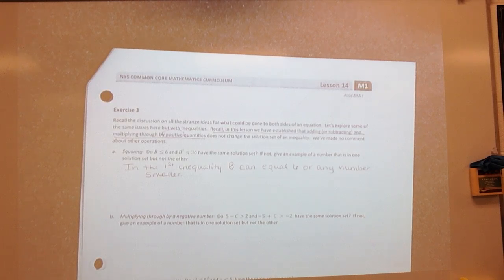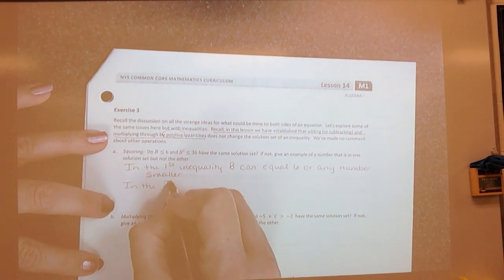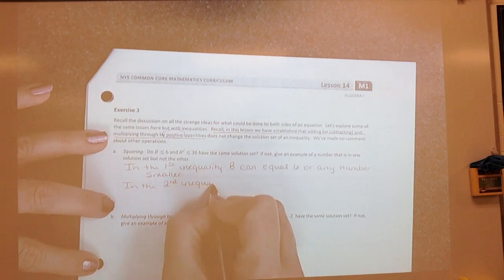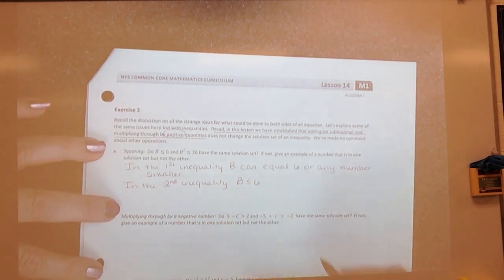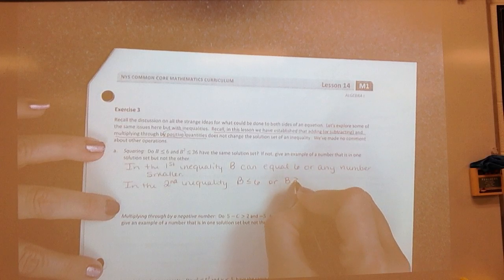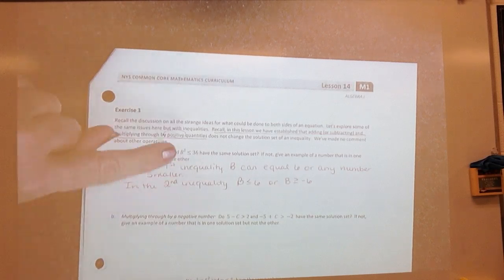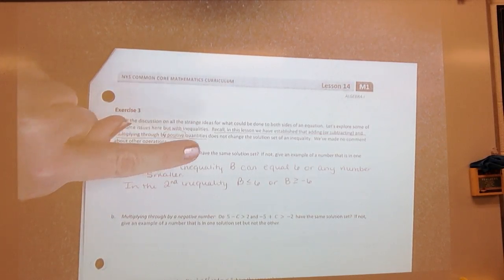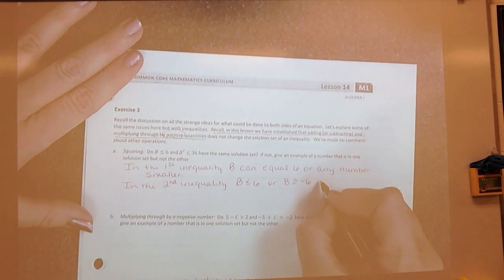Because I can say, in the second inequality, b can be less than or equal to 6, and b can be greater than or equal to negative 6. Alright, because when I take the square root of 36, I can get 6 or negative 6, my inequalities change a little bit. So now it's telling me that B can only be somewhere between 6 and negative 6.